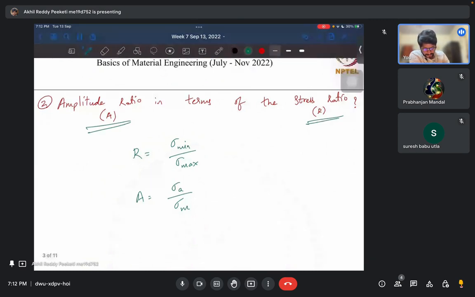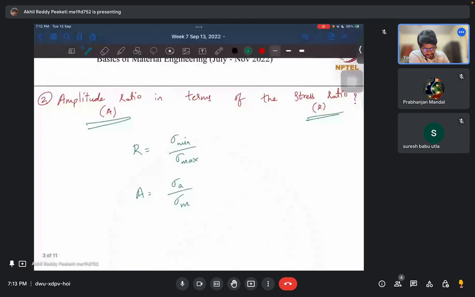So what is amplitude actually? Sigma max minus sigma min by 2, and mean is sigma max plus sigma min by 2. Okay. So this will make it sigma max minus sigma min by sigma max plus sigma min, right?